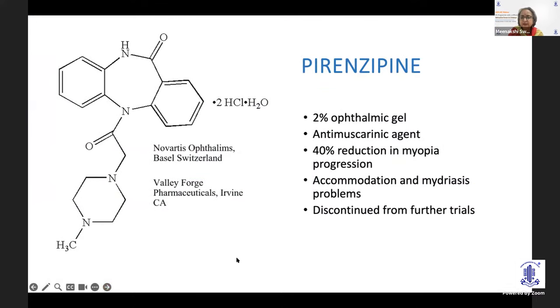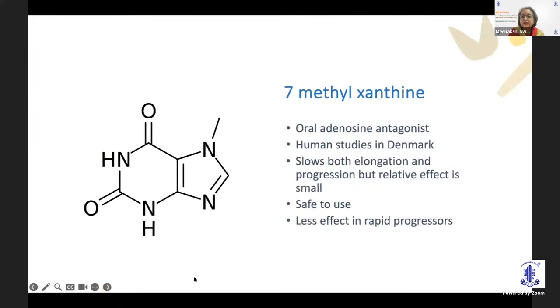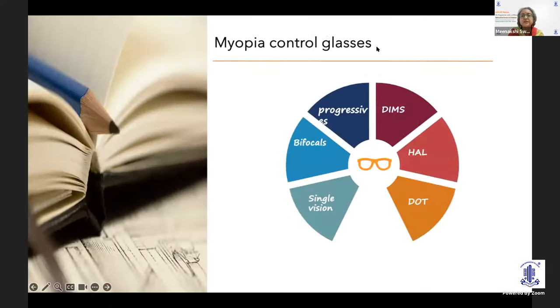All right. Pirenzepine, no need to know details. If you know the names, that is good enough. It was studied and discontinued. 7-methylxanthine, again, is safe to use, but I don't think it's widely available. All right, so for pharmacological treatment, remember low-dose atropine of various concentrations, but 0.01% is the most important. That is good enough. Now, we're going to cover the myopia control glasses, and this is the last bit.